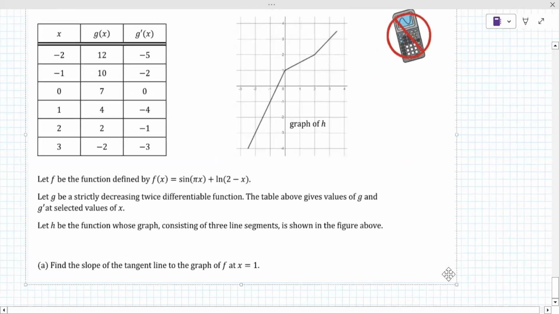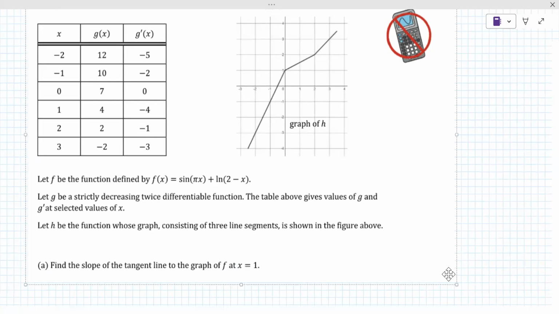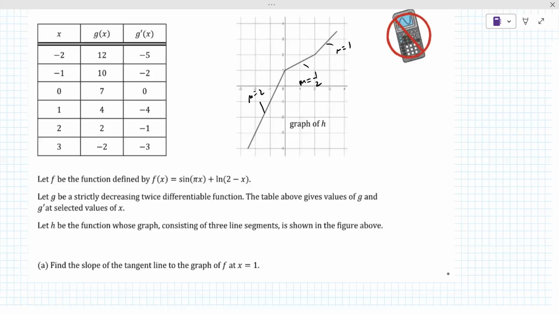All right, so let f be the function defined by f of x equals sine pi x plus natural log 2 minus x. Let g be a strictly decreasing twice differentiable function. The table above gives values of g and g prime at selected values of x. Let h be a function whose graph consists of 3 line segments. So we already had the slopes. You may want to re-grab those. This is slope of 2, slope of 1/2. This is a slope of 1. Find the tangent line to the graph of f at x equals 1.